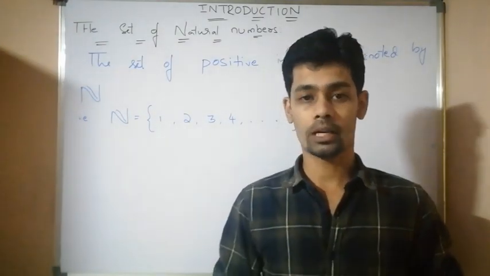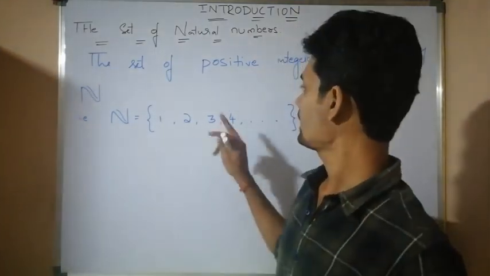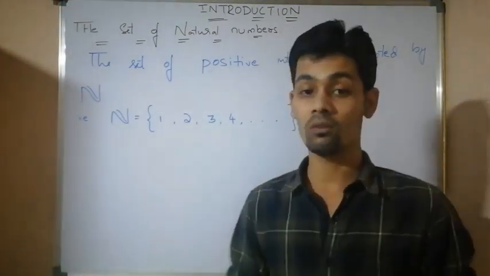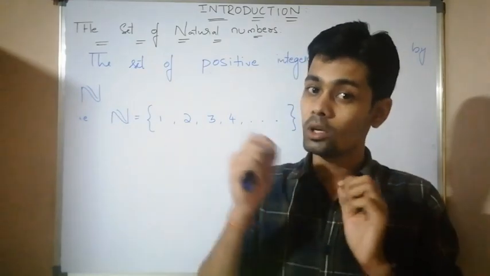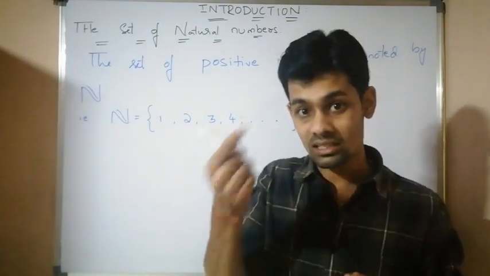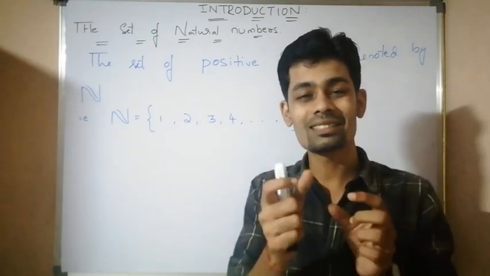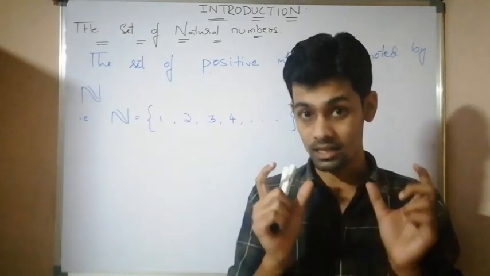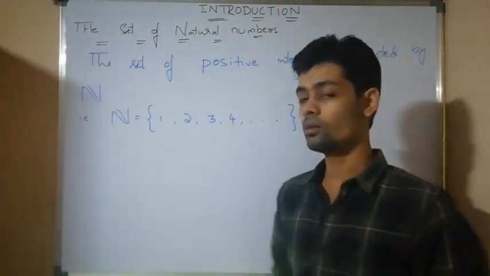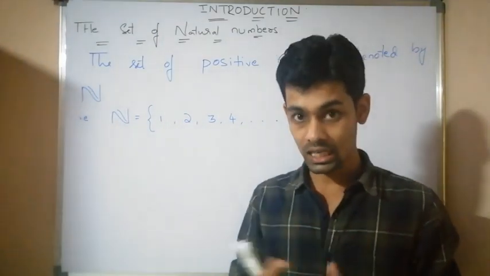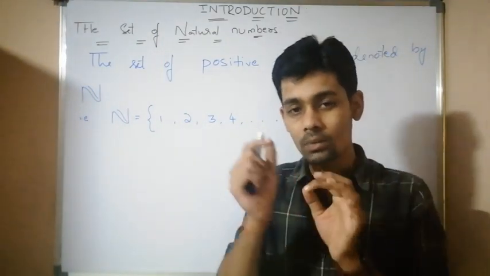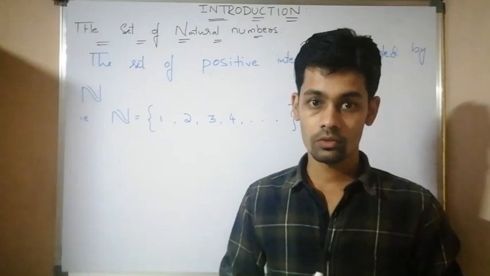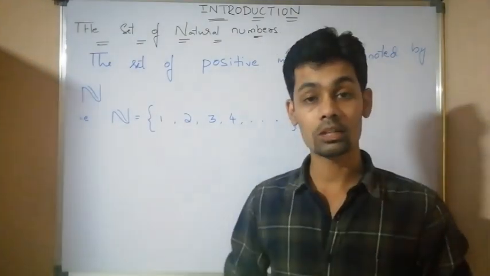Now, the fifth property. If I take any subset of the set of all natural numbers which contains 1, and whenever n belongs to the subset, its successor also belongs to the same set, then that subset is nothing but the set of all natural numbers. How can I say this? A subset of the set of all natural numbers which contains 1, and whenever a number n belongs to the set, its successor also belongs to the set, then that subset is nothing but the set of all natural numbers.